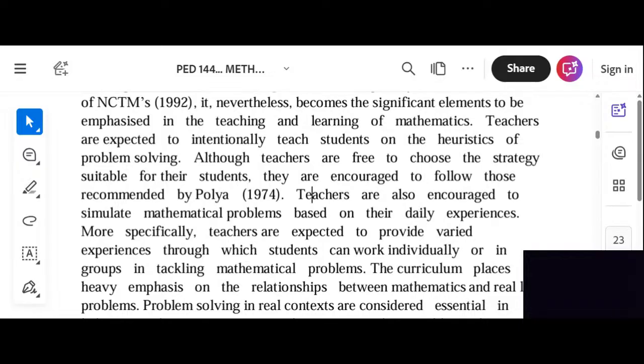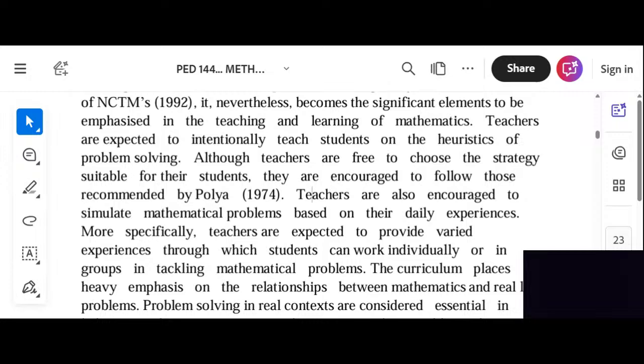Now, another thing is, it says that teachers are free to choose the strategy suitable for their students. You understand? You as a teacher are permitted to choose the most suitable strategy for your student. However, there is no single compulsory method that you must use. No such thing. No single method is correct or incorrect. You should be able to adapt when you study your student.